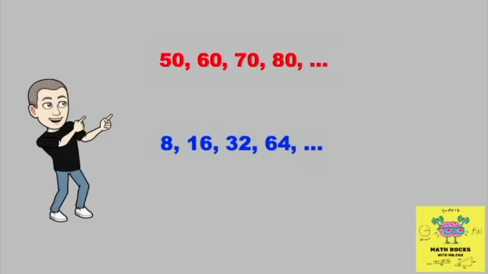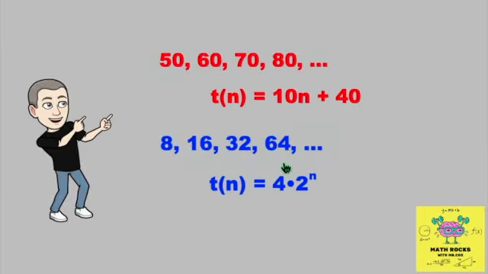This video is going to be about sequences. For instance, perhaps we have a sequence of 50, 60, 70, 80, and so on, or perhaps it's 8, 16, 32, and 64. We'll be discussing what the names are for each kind of sequence and also how you go about coming up with the rules.